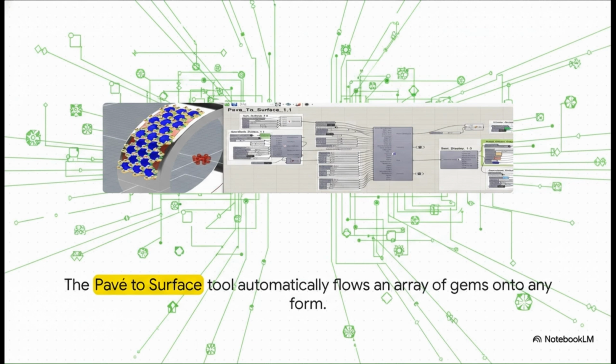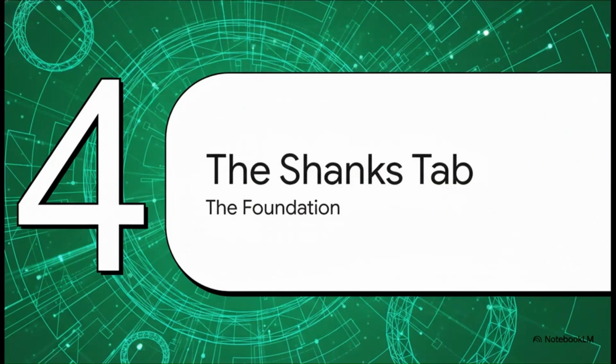But with the pavé to surface tool, you just define the surface, the stone size, and the spacing, and AlgoJewels flows the entire array across the form automatically. It's incredible.